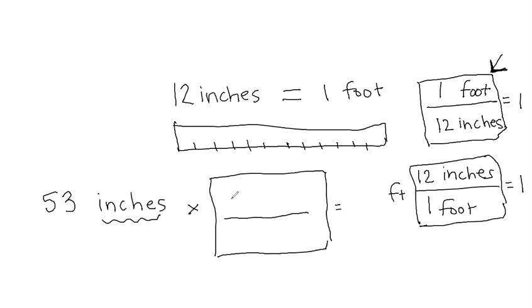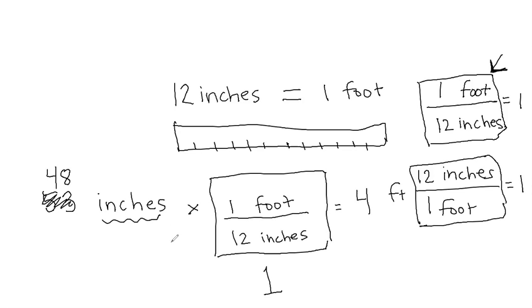I'll show you why. So our fraction here is going to be 1 foot over 12 inches. Now remember, this is equal to 1. So we're kind of saying 53 times 1 equals what? 53 times 1 over 12 is equal to 53 divided by 12. Oh, I should have picked an easier number. Okay, it's not 53 anymore, it's 48. Okay, 48 divided by 12 is equal to 4. So 48 times 1 foot over 12 inches is equal to 4 feet.